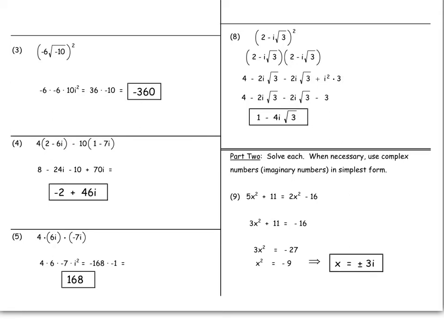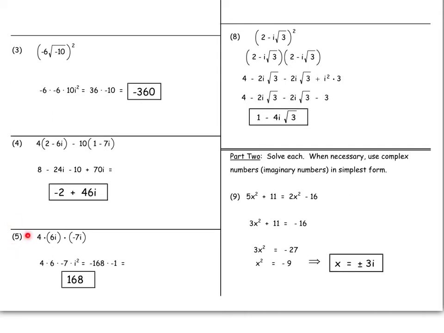In number 4, again, I have a two-section problem because of the subtraction sign in the middle. First, I distributed 4 times 2 is 8, and then 4 times -6i is -24i. Then I moved over to here and did -10 times 1. And -10 times -7i gave me positive 70i. And then I combined like terms. Positive 8 and -10 made -2. -24i and positive 70i made 46i. And they're not like terms, so I have a two-part answer.